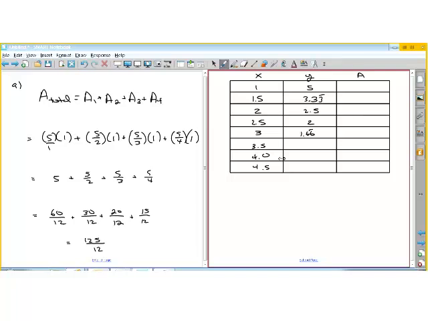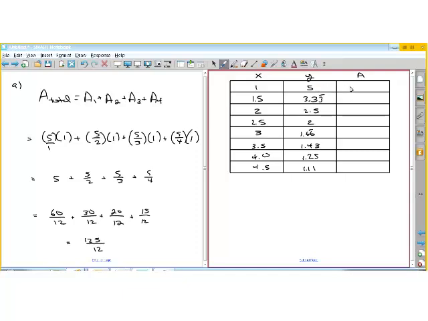5 divided by 3.5 is 1.43. 5 divided by 4 is 1.25. And 5 divided by 4.5 is 1.11. Okay, so those are the heights of the rectangles. The width of the rectangles is 0.5. So what we're going to do is take the height times 0.5. Here we took the height times 1 because the rectangles are twice as wide.